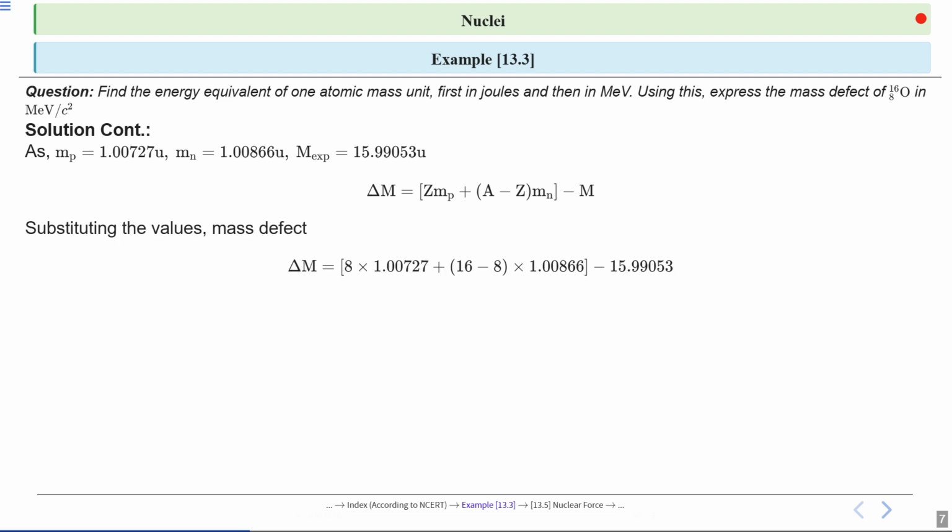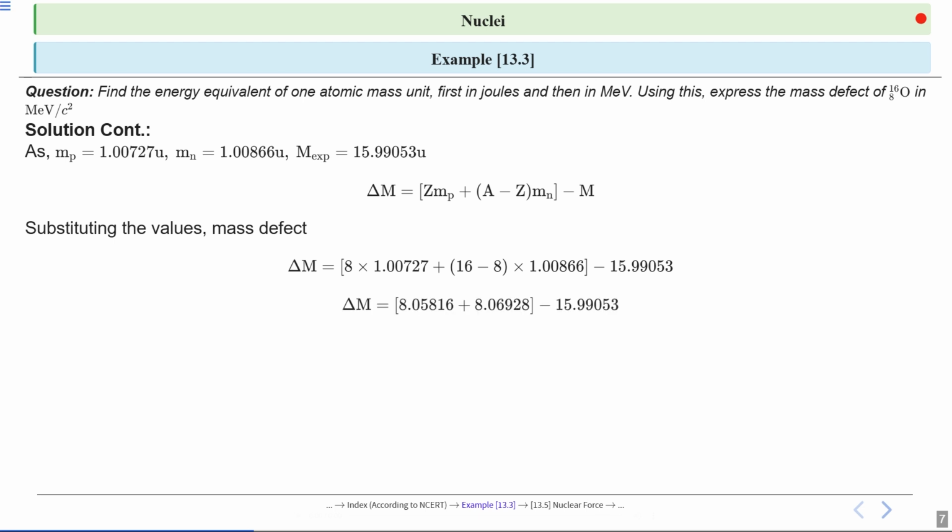Let's substitute the values for oxygen-16. Oxygen-16 has 8 protons and 8 neutrons. So we multiply the mass of proton by 8, add it to the mass of neutron times 8, and then subtract the measured mass of the nucleus, that is 15.99053.